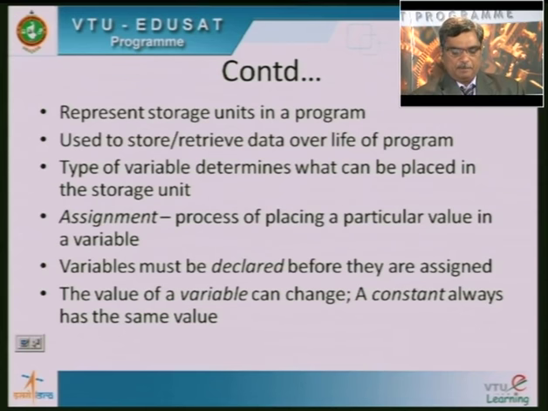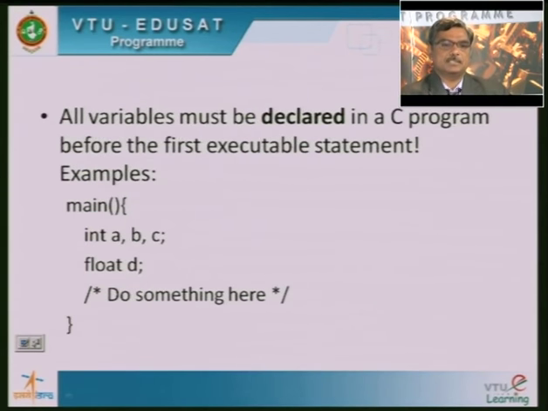A variable must be declared before it is used in programming. These are some of the things you should always remember. There are two words you should remember in our programming: one is variable, another is constant. A value that is assigned to a variable can change, whereas a constant is a value that remains constant throughout your program. Let us understand these things with an example.